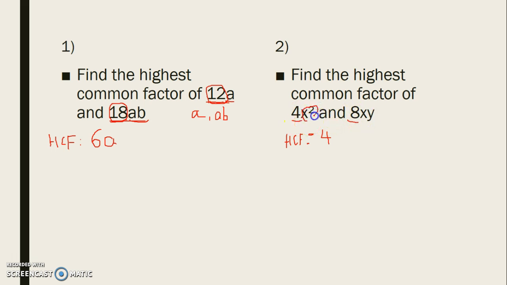Then let's have a look at the x squared and the xy. The highest common factor is x. That means the highest common factor of these two terms, 4x squared and 8xy, is 4x. The reason why it's x over here is because x can go evenly into x squared and xy.